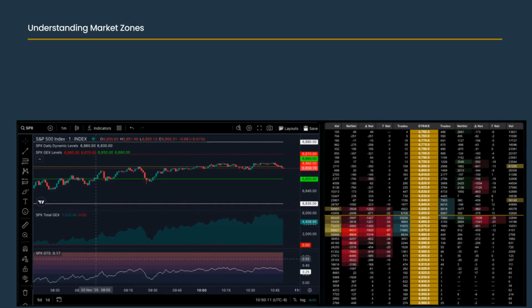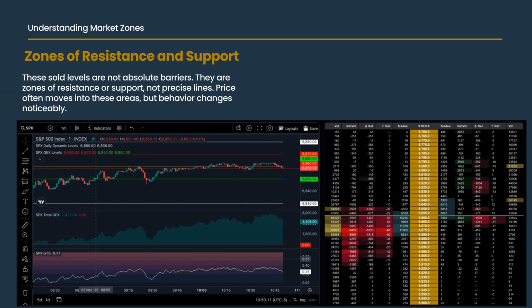It's also important to understand that these sold levels are not absolute barriers. They're zones of resistance or support, not precise lines in the sand. Price can, and often does, move into these sold strike areas, but once it does, the behavior of price action changes noticeably. Movement becomes sticky and slower as each incremental push encounters dealer hedging and opposing flow. These interactions cause price to grind and stall rather than move cleanly through the zone.